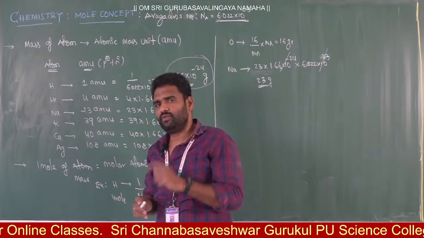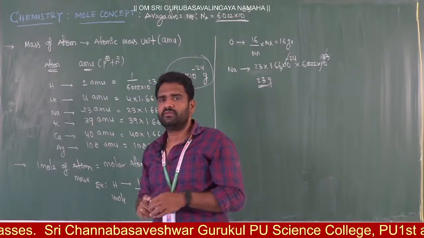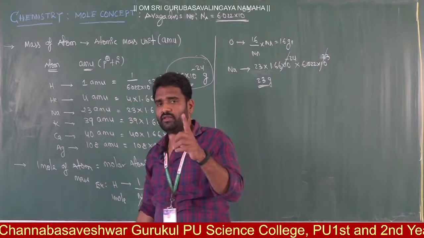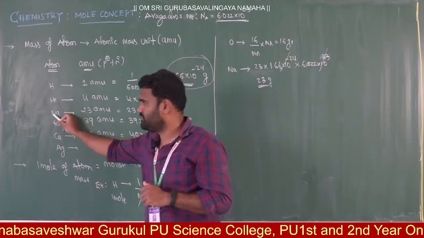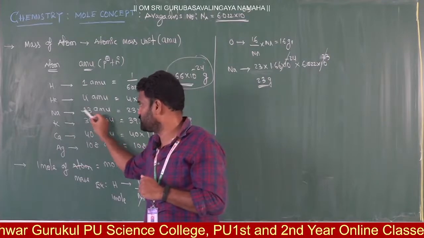Similarly, 1 mole of helium weighs 4 grams. Then 1 helium atom weighs how much? 4 by Avogadro number. That gives you the weight of 1 helium atom. And 1 mole of sodium weighs 23 grams.